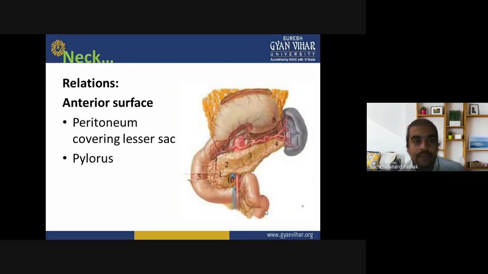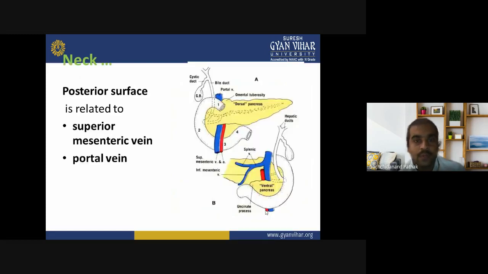Neck having the peritoneum covering the lesser sac and the pylorus. These are the anterior surface relations, while the posterior surface is related to the superior mesenteric vein and portal vein.